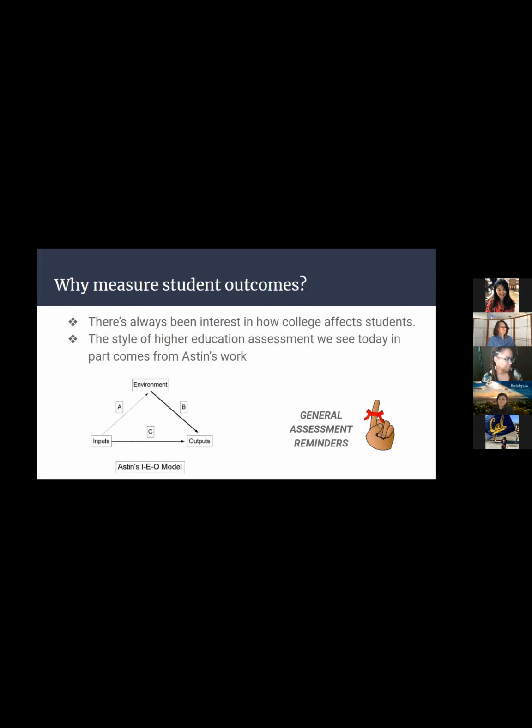What you see on this slide is his IEO model. So that's inputs. Those are the things that students come to college with, as well as the things that colleges make available to students. Then there is the environment, which is the college experience, and then the outputs, right? That's the value added. And that's really what a lot of higher ed assessment is right now. It involves determining the value that students are getting from the college experience, and more we're using research methods. So we'll talk more about that a little bit later.